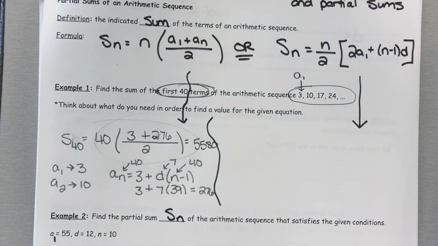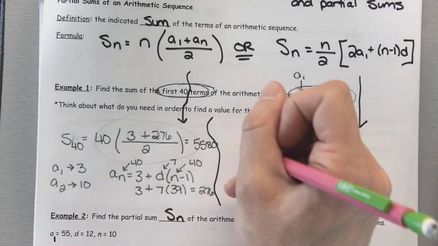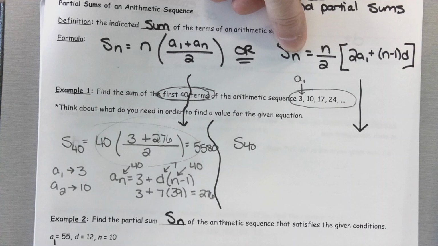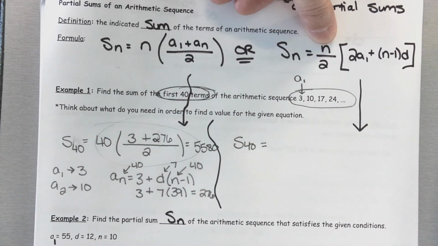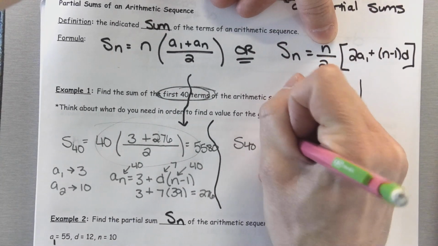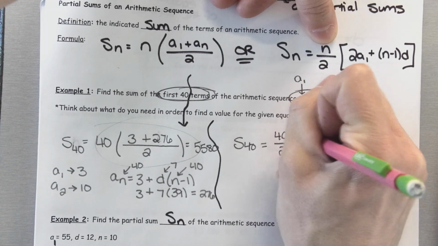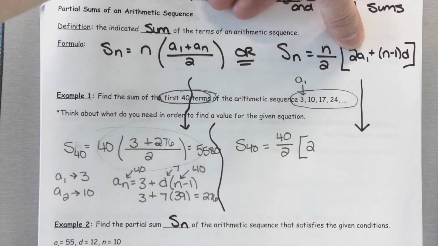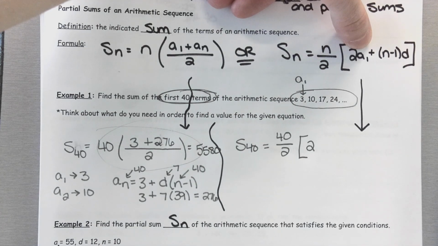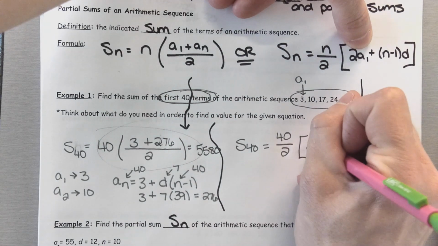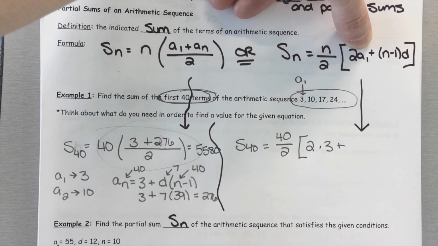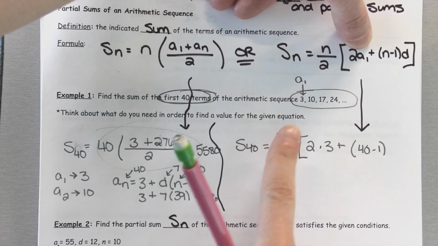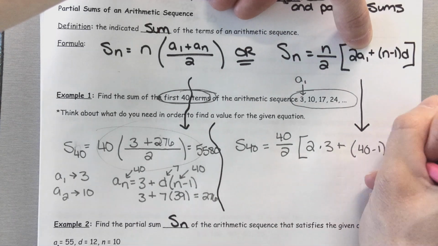Let's look at it the other way with the other formula. So we're going to do S sub 40. So again, we're plugging in 40 for n. What's my n value? I just said it, 40. So 40 divided by 2. There's my bracket. I have a 2. The 2 is just part of the equation. Times a sub 1. What was my a sub 1? 3. Plus n minus 1. What was my n? 40 minus 1 times the constant difference. What did we decide that was?